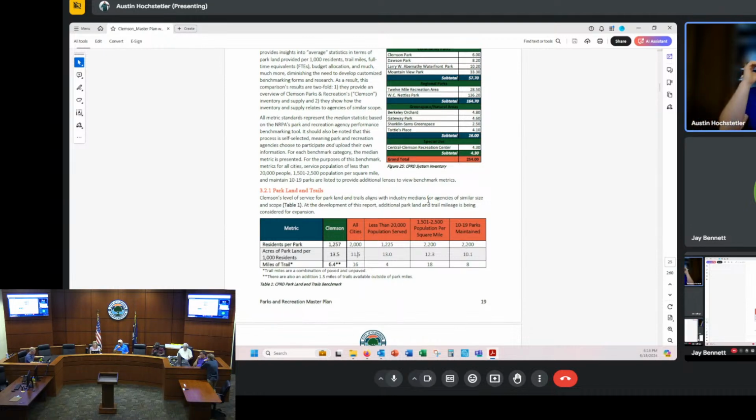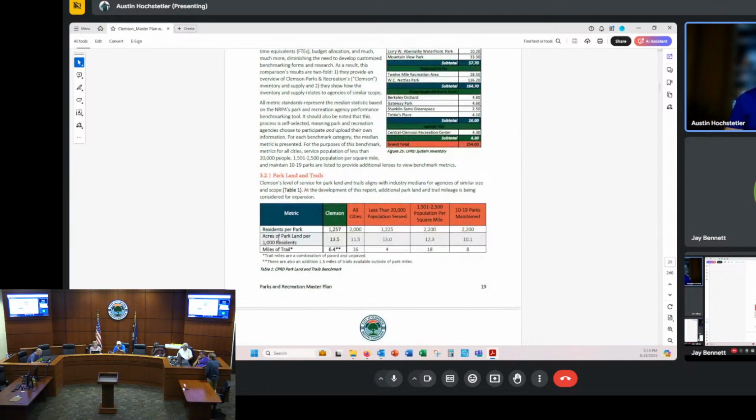And why I did that is it's oftentimes not apples to apples just to look at the city of Clemson inventory stat versus the national average across the country, because there's big park systems, there's small park systems, there's urban systems, there's rural systems, it's everybody combined. And so by doing it this way, it helps you understand a little bit more about how you stack up and how you align or not align with agencies of similar characteristics.